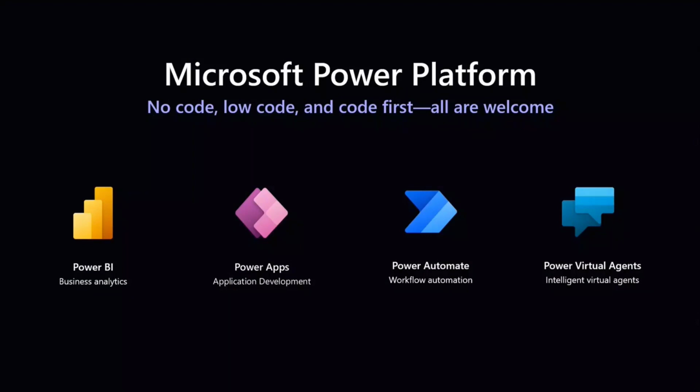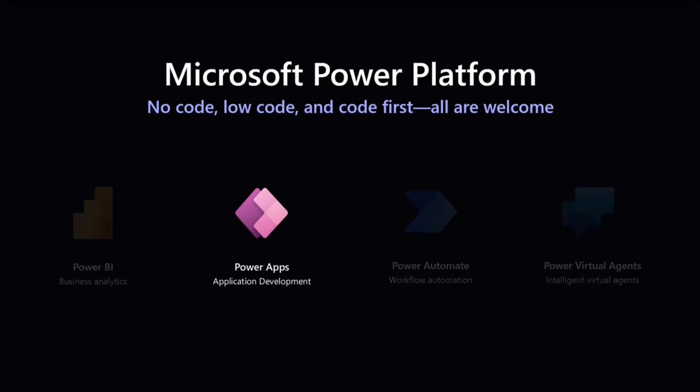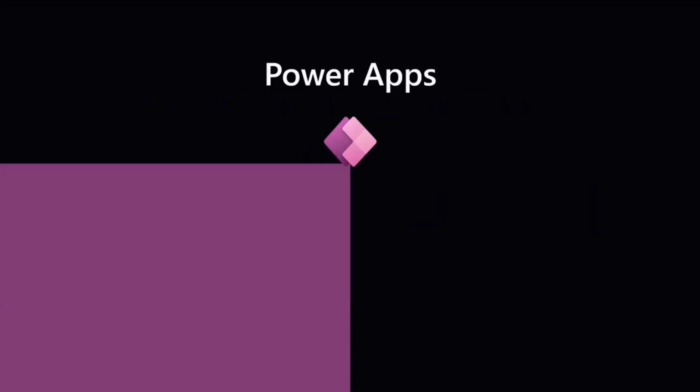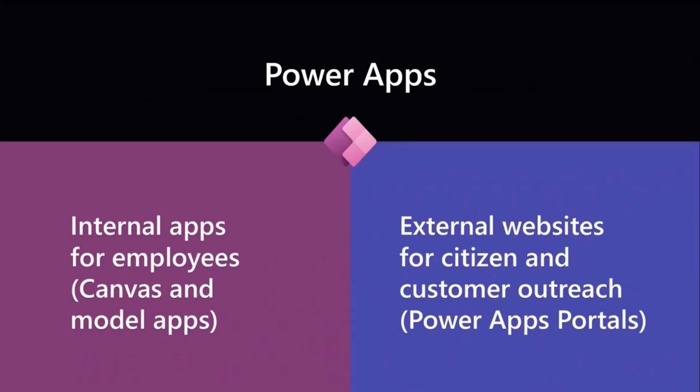All right, so today, to help understand the difference between Power Pages and Power Apps portals, we should probably talk about the family. As of a little over a month ago, just before Build, we had four components: Power BI, Power Apps, Power Automate, and Power Virtual Agents. With Power Apps, you could build some amazing applications, but you could only really build internal apps for your employees using canvas apps and model-driven apps. Then you could share your apps with guests, or you could use Power Apps portals to create external websites for your citizens and your customers.